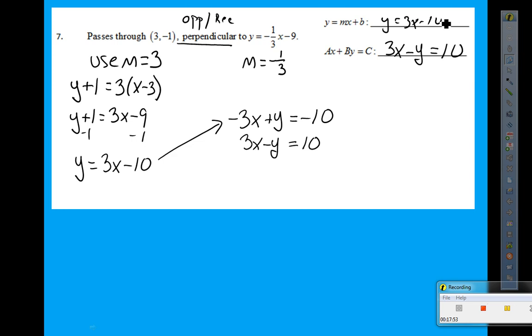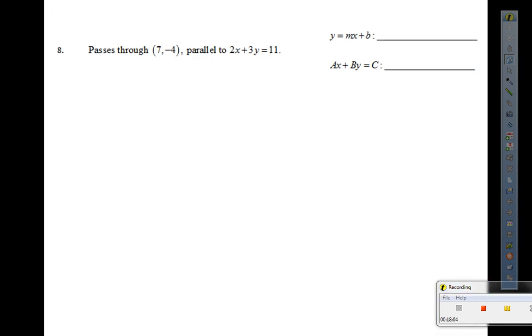So there it is in slope-intercept form. There it is in standard form. Okay, just got a couple more coming your way. Here's number 8. I'd like to go through the point (7, -4), but I would like to be parallel to 2x + 3y = 11.